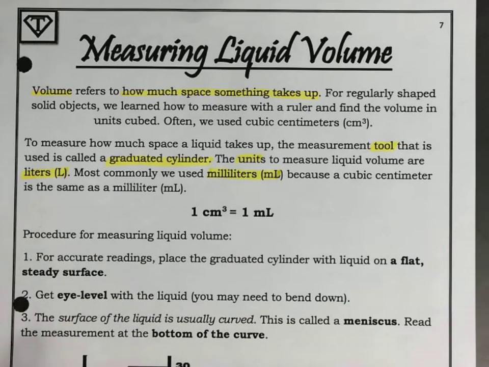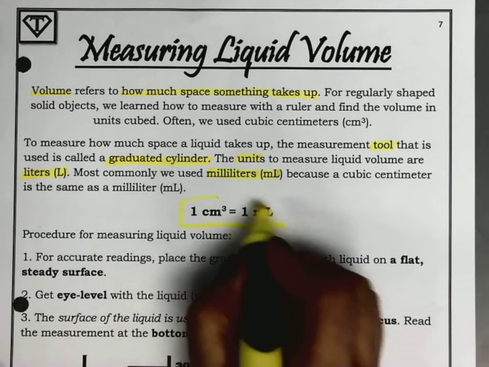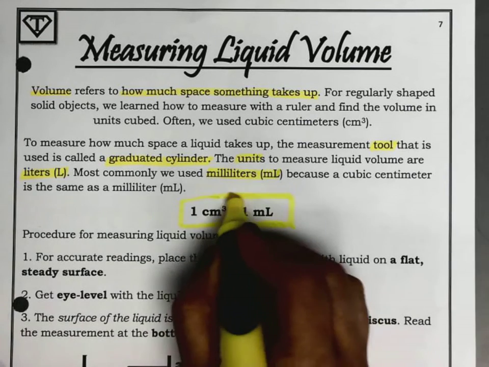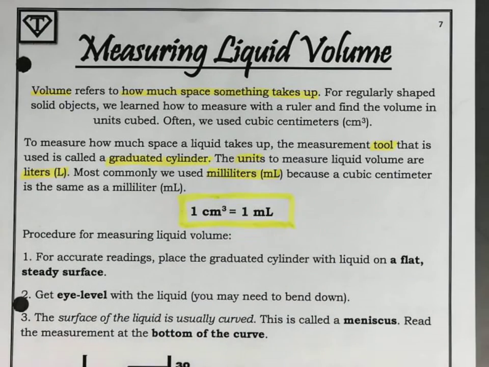That's because a cubic centimeter is the same as a milliliter. So 1 cubic centimeter is the same amount of space as 1 milliliter. So whether you're measuring a box or orange juice, that's going to take up the same amount of space, have the same volume.